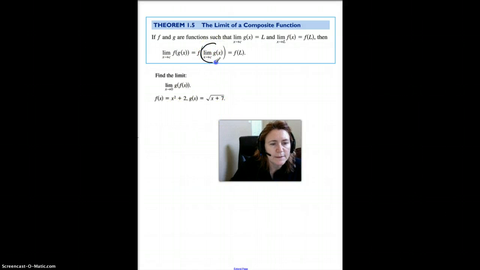You always work from the inside. So let's start right here. If f is x squared plus 2 and g is the square root of x plus 7, and I'm looking for the limit as x goes to 0 of g of f of x, you always kind of have to look at what happens on the inside. You see we've switched the g's and the f's, okay? So don't let that confuse you. You always look at what's on the inside. Take the limit of what's inside first. So I want the limit as x goes to 0 of f of x. And f of x is x squared plus 2. So it's 2.